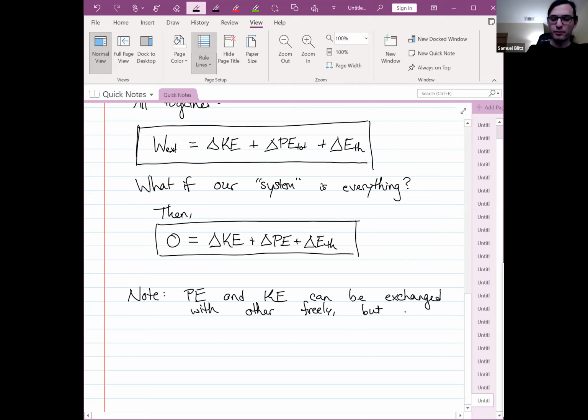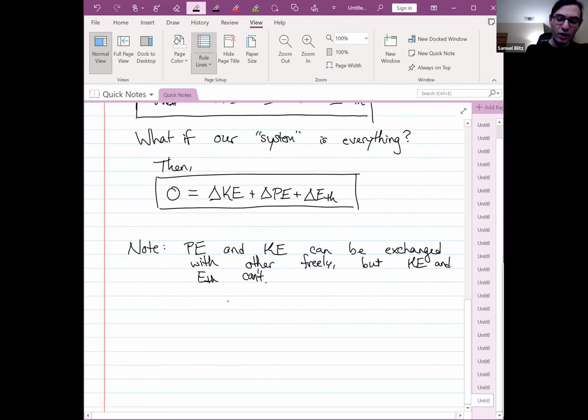But kinetic energy and thermal energy can't. And also it's true that you can't exchange thermal energy for potential energy back and forth. So instead of having kinetic energy and potential energy, we just come up with this new thing, call it mechanical energy, ME, which is just the sum of the potential energy and the kinetic energy. This we call mechanical energy.